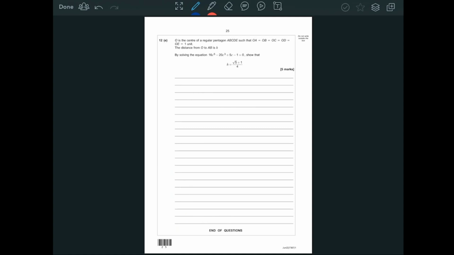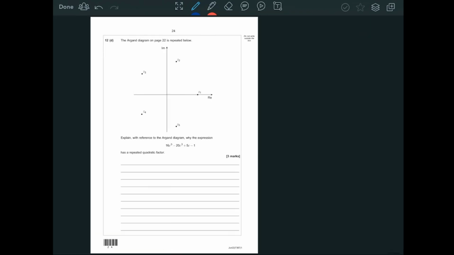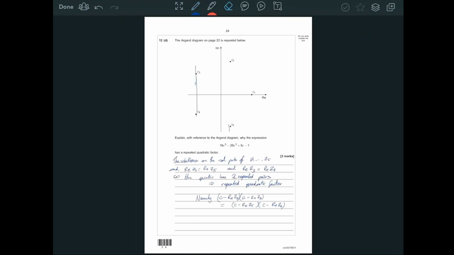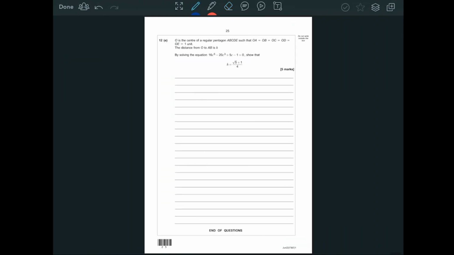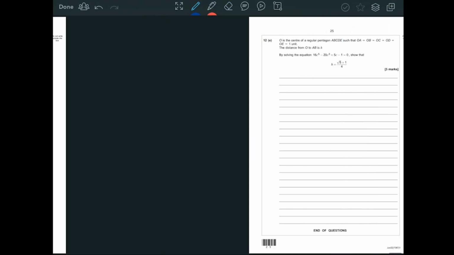Okay, O is the center of a regular polygon. And H is the distance from O to AB. So this is now pretending to be a completely different question, but really is, well, by treating it as complex numbers, we get a nice solution. So we're calling this pentagon ABCDE, where all of them from the origin are distance 1. The distance from O to AB is H.